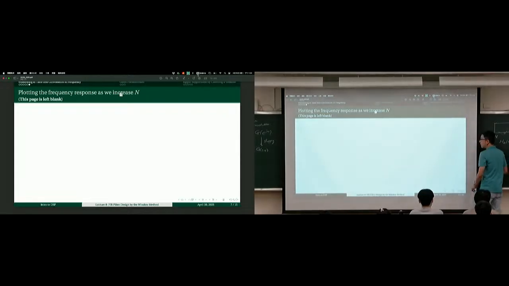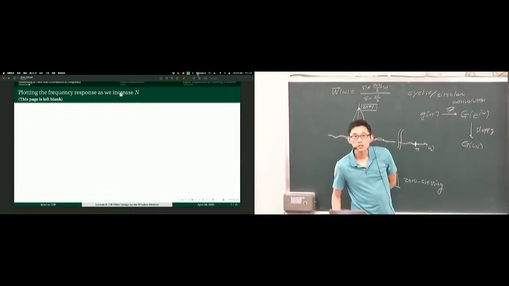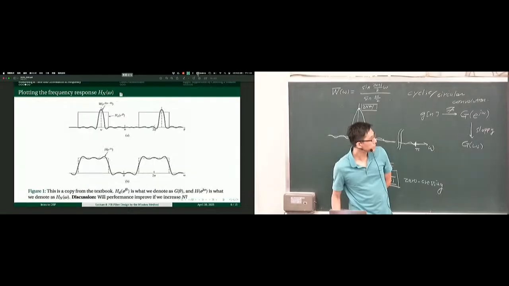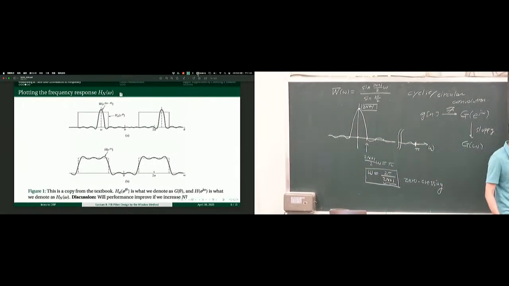So, how do we start? This page is left blank, so you can work on it on your own. Maybe we can take a few minutes. Let's take 2 minutes for you to work on this. What will happen when we increase n? I want to see this. This is for a pretty small n, I'm afraid.